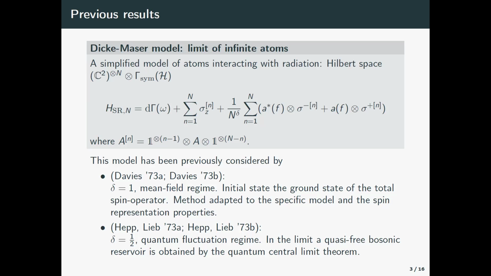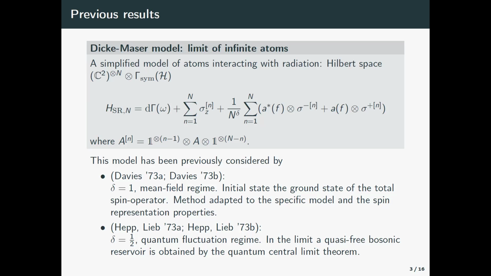This model has already been considered by Davies and by Hepp and Lieb. Davies was interested in understanding the asymptotic behavior of the equilibrium state of the field under the action of many atoms. He considered delta equal 1, which is the mean-field regime, which is also what we consider. But he uses a method which is a bit obscure: he uses the representation of the spin to carry out this limit, transforming the mean field limit into a high spin limit and taking the classical limit.